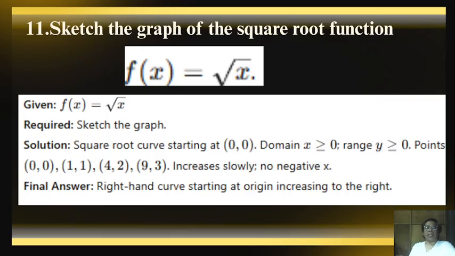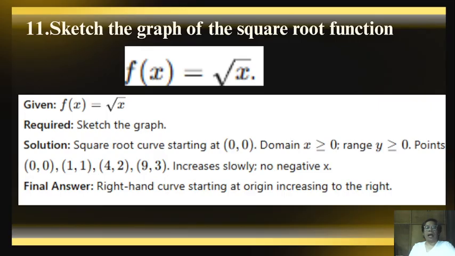How did we get 0? Substitute 0, you will be getting 0. Substitute 1, you will be getting 1. And then when you substitute 4, you will have the answer 2. That's why you have 4 and 2. And then how did you get 9 and 3? Substitute 9 in the function, and then you will get 3. That's why you get 9, 3.